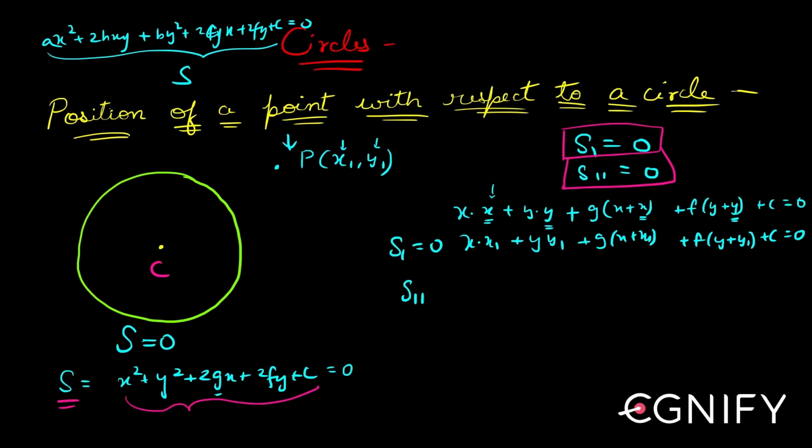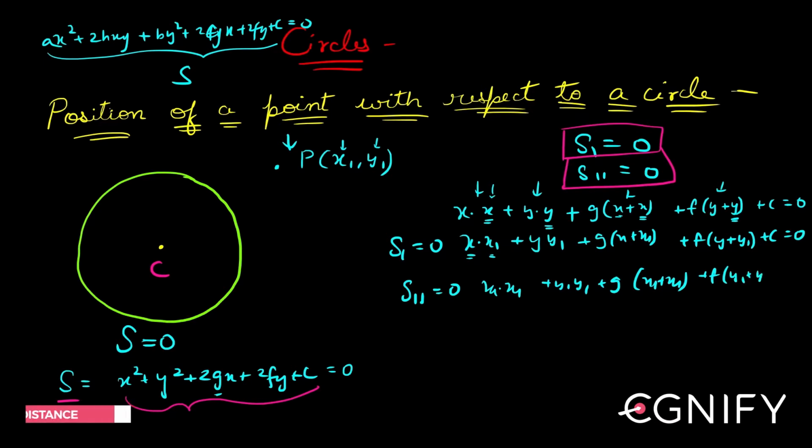If I say S11 equal to 0, then that means wherever your x and y is there, everywhere I will put x1, right? So that means I will do x1 into x1. Previously I did x into x1, now I will do x1 into x1 plus y1 into y1 plus g into x1 plus x1. So this x also I made x1 now. Plus f into y1 plus y1. So this y also I have made y1 now. Plus c is equal to 0.